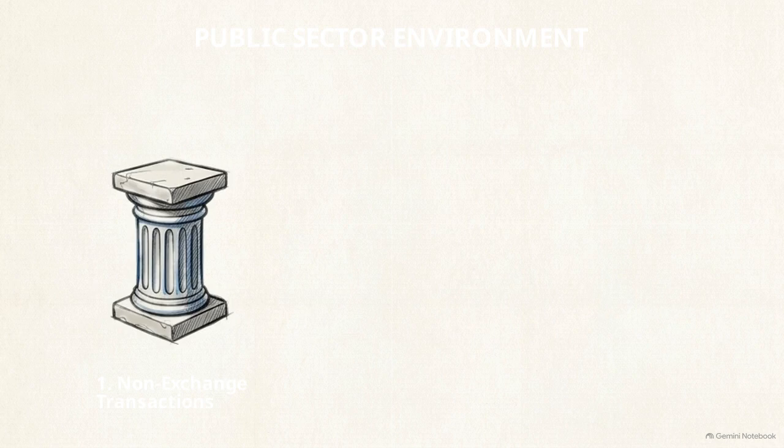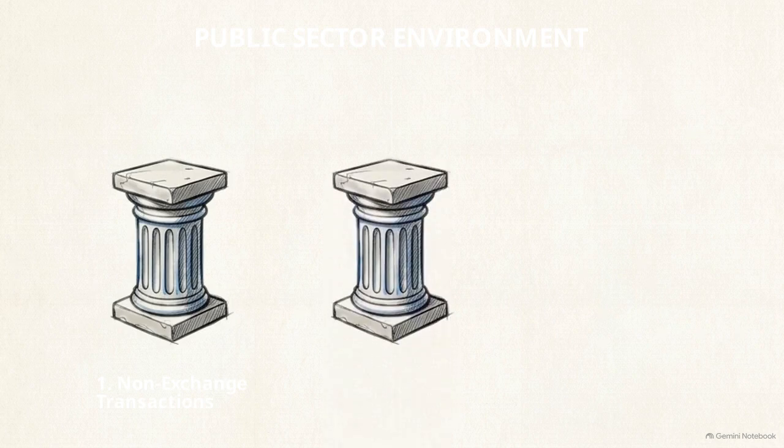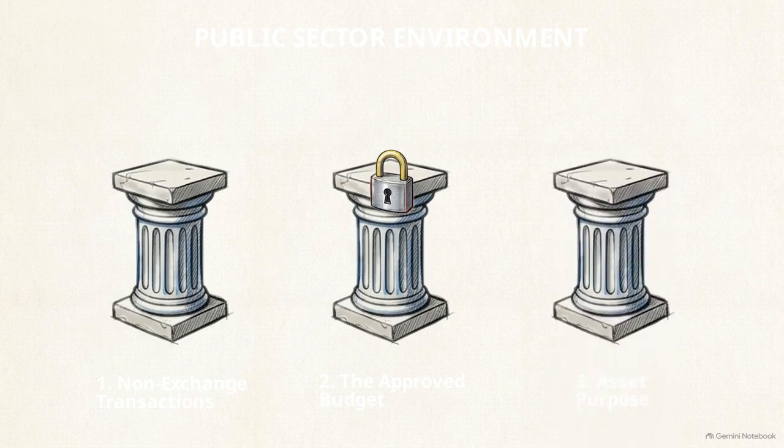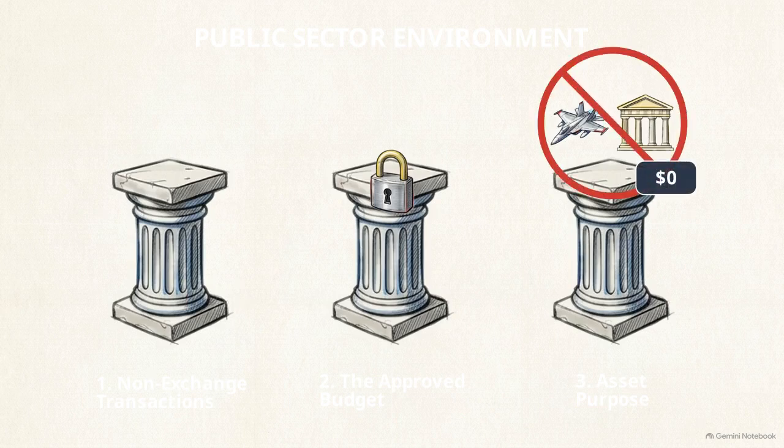The second pillar shaping this environment is the approved budget. A corporate financial forecast is just a projection. A public sector budget is a strict legal mandate. It represents the explicit legislative authority governing exactly how resources can be raised and spent. The third pillar is the nature and purpose of public assets. Governments hold assets like national heritage sites, highway systems, or military hardware for their service potential. They own them to deliver services to the public, not to generate cash flows.